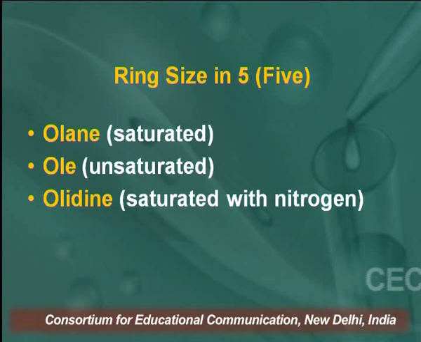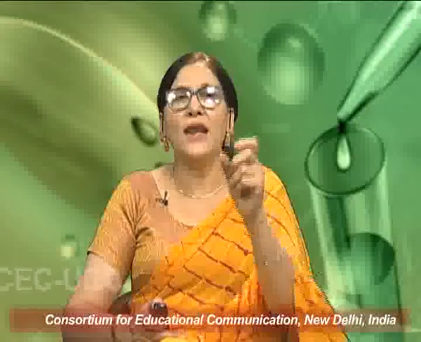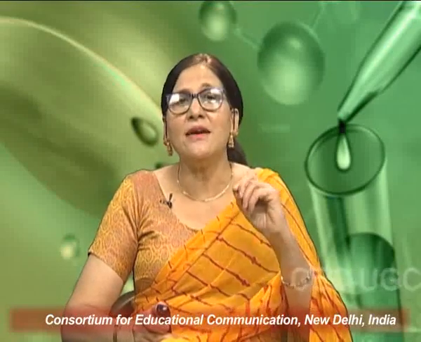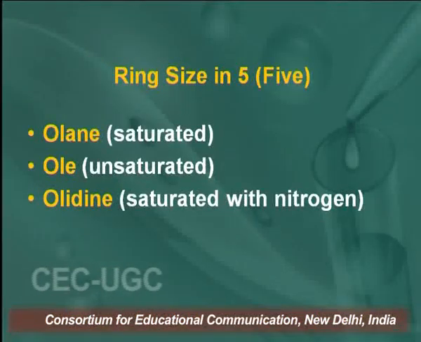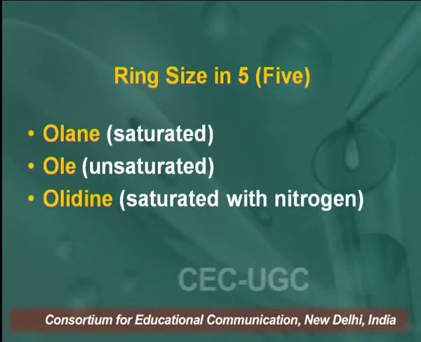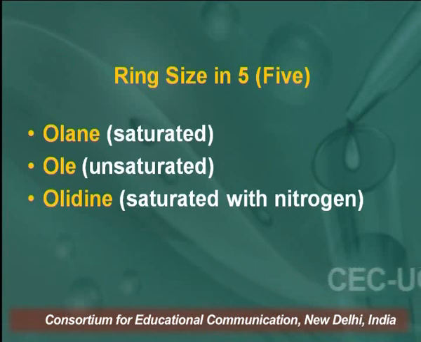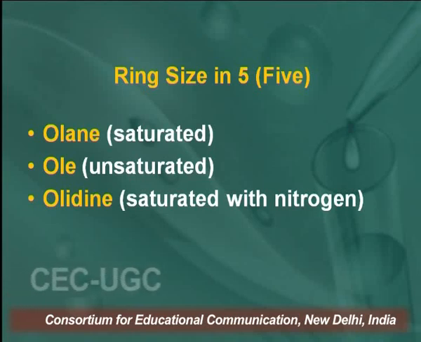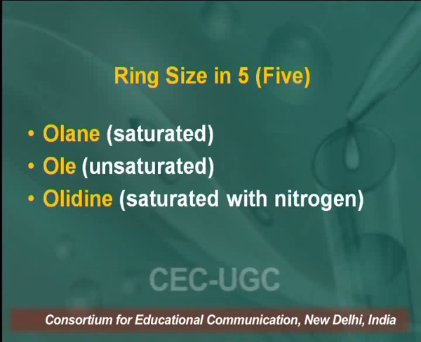Now, if the ring size is 5, what is the suffix? -ol. If the ring is saturated, you add -ane: -olane. Ane represents saturation. If the ring is unsaturated, you write -e behind the -ol: -ole. And if the ring is saturated and nitrogen is present, we mention -olidine, -olidine.